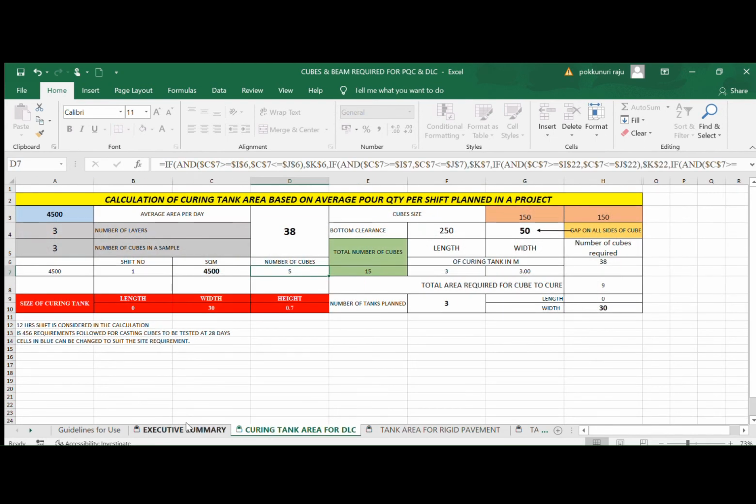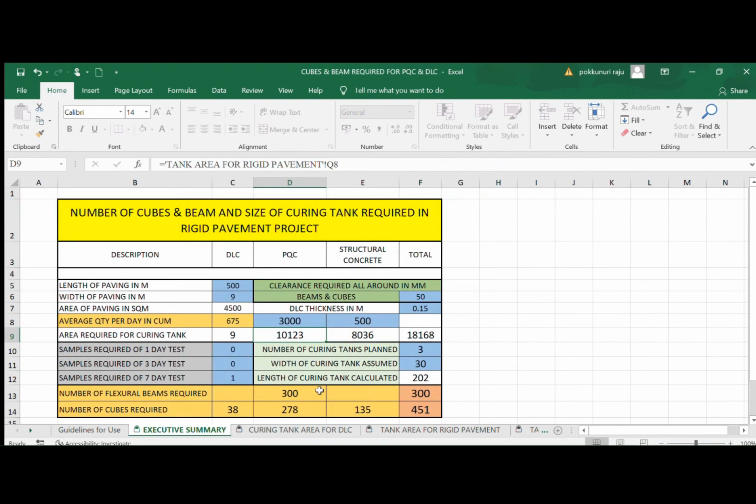But you need not go to the individual sheets at any point of time when you really want to check the size of the curing tank required in the project in totality, because looking at the executive summary only, you will be able to check what is required. Why? Because for area of curing tanks, we require 9 square meters for DLC, 10,000 square meters for PQC, and 8,000 square meters for structural concrete, and the total area required is around 18,168 square meters.